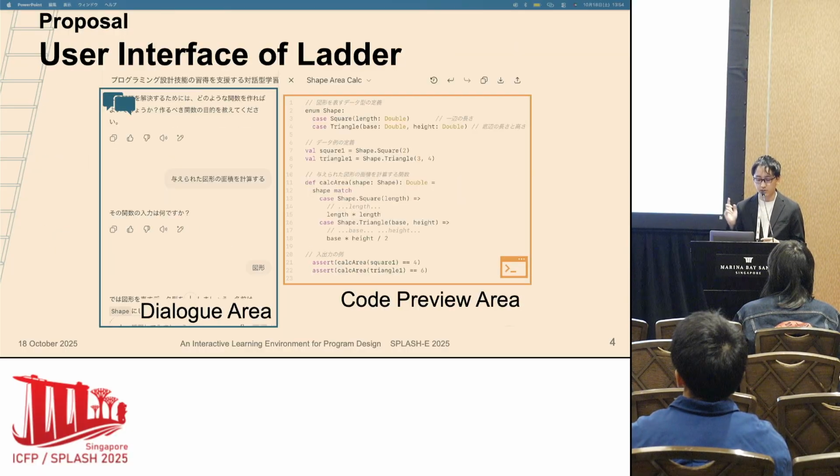This is the interface of Ladder. On the left, we have the dialogue area. In this area, students interact with Ladder using natural language. On the right, we have the code preview area. This area shows the code that Ladder generates based on the students' responses.